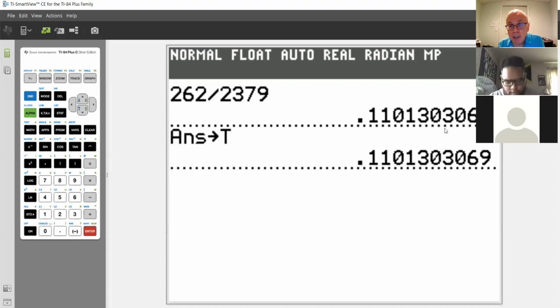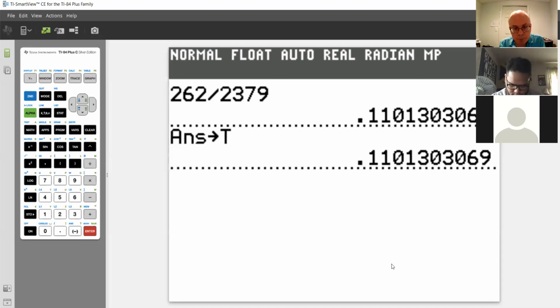Now, that's a very convenient thing that you can do with your calculator. And I try to teach this to all my classes when I'm doing it in person, but it's hard to do when we're doing it online. But I'm showing you now. Now, I've stored that number into T. And now let's go back to our problem.